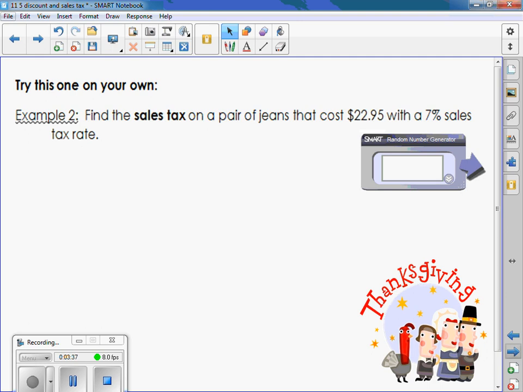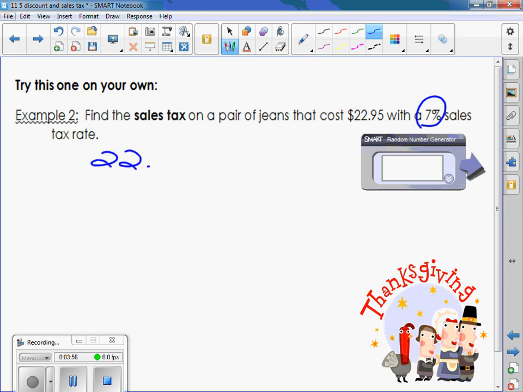Okay. Let's try example 2. On example 2, it says to find the sales tax on a pair of jeans. Now, this one just says they want you to find the sales tax, not the total cost. So you're going to want to go with method 1, where you're finding what 7% of $22.95 is. You're just finding the tax, which is 7%.